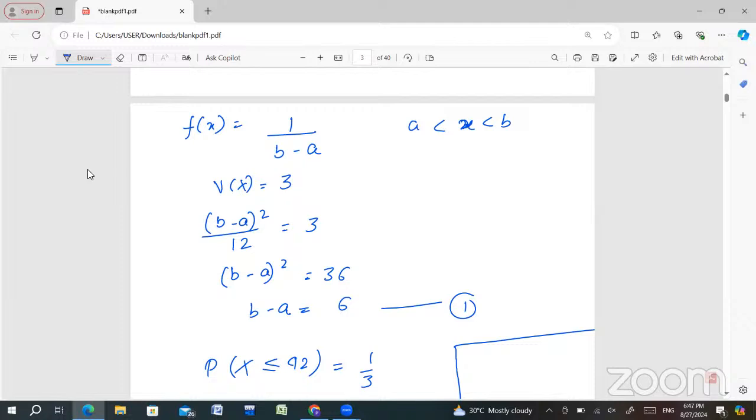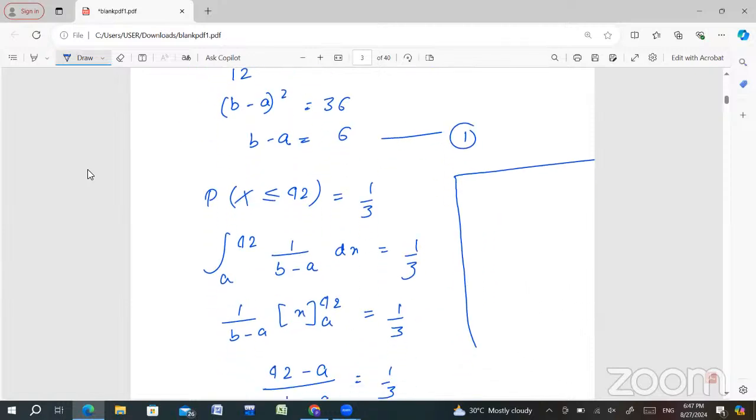Fine. So from this, we were given the value of variance, and from here we have got one equation. And we were given that probability x is less than or equal to 42. It was given as 1 by 3. So you can solve it in this way.